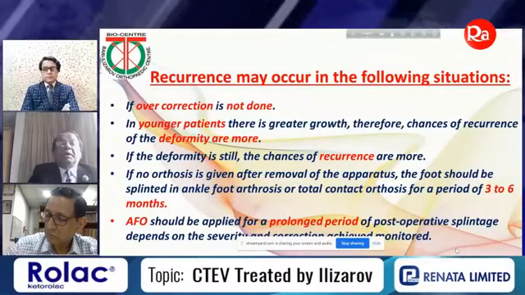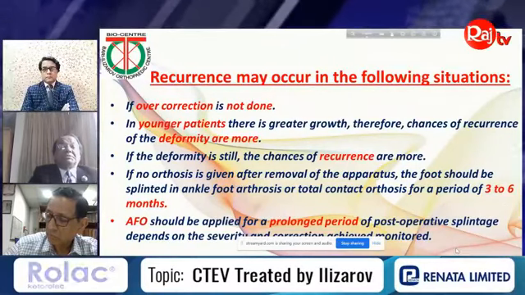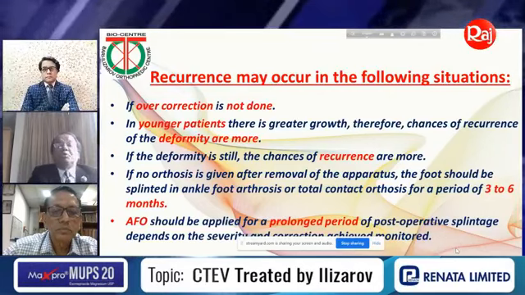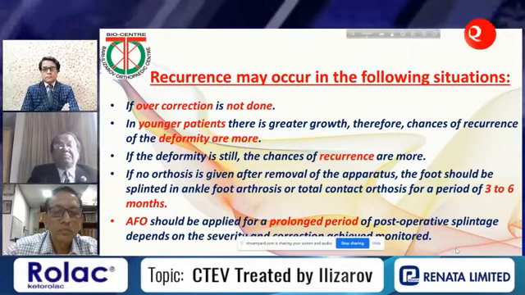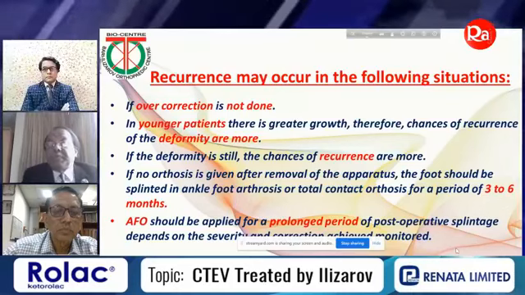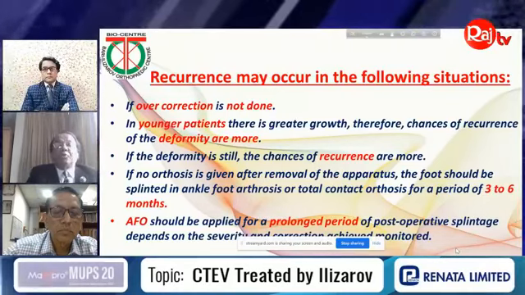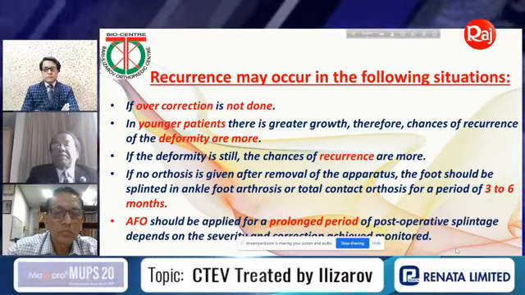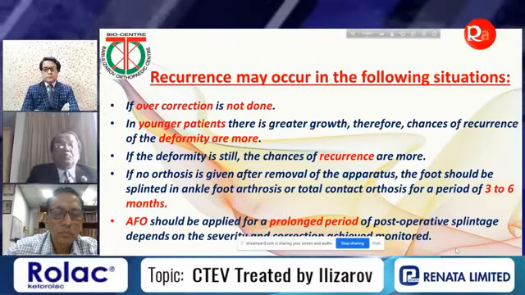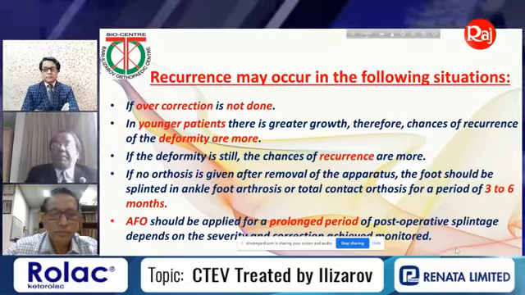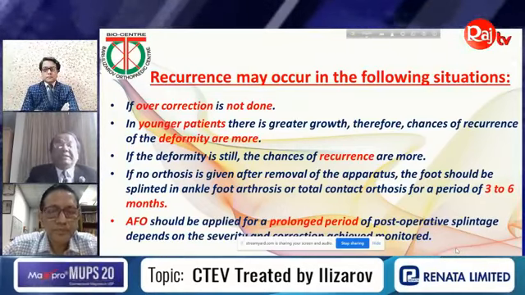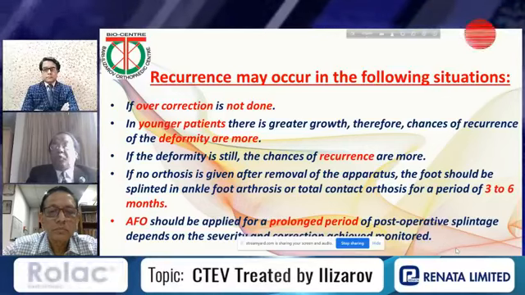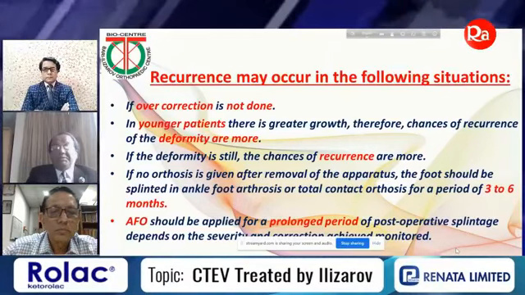Now, when you see that you are getting recurrence, if you do the overcorrection, you will not get the recurrence. In younger patients, there is greater growth, therefore chances of recurrence of the deformity are more. If the deformity is stiff, the chances of recurrence are more. If no orthosis is given after the removal of the apparatus, the foot should be splinted in ankle foot orthosis, that is, we are calling the AFO, for a period of 3 to 6 months.